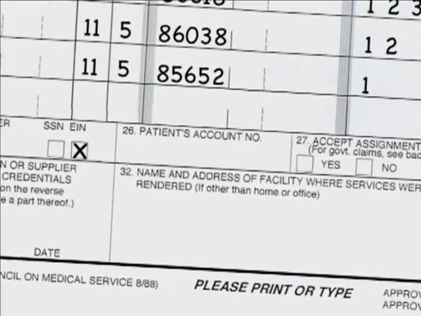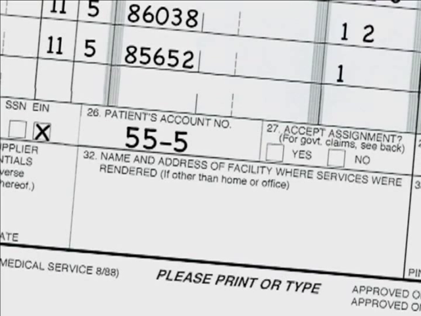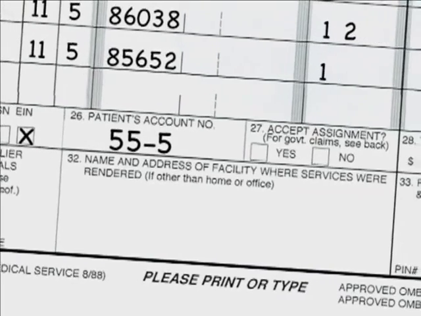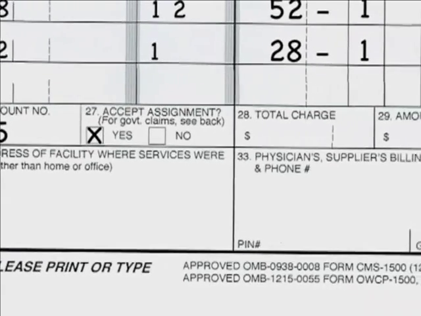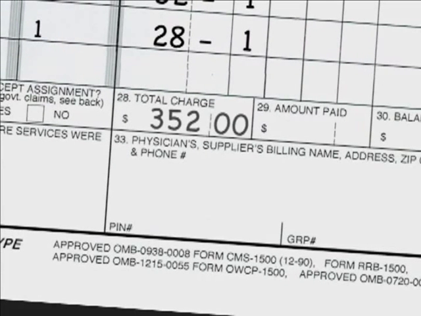Block 26. Enter the patient's account number, which is assigned by the medical office for internal tracking purposes. Block 27. Enter an X in the appropriate box to indicate whether the physician accepts assignment for payment. Accepts assignment means the physician accepts as payment in full whatever the insurance company reimburses for procedures, services provided. Block 28. Enter the total charges. Enter a space instead of the decimal point.